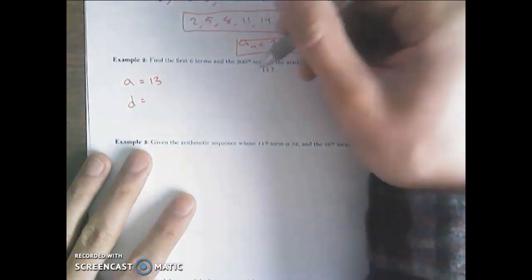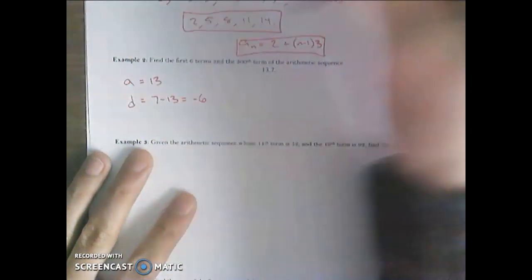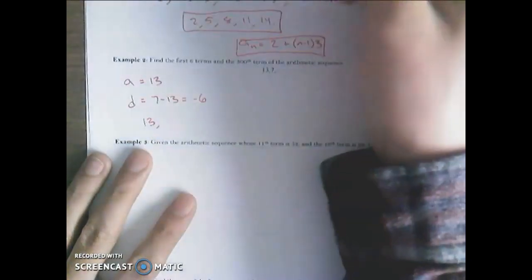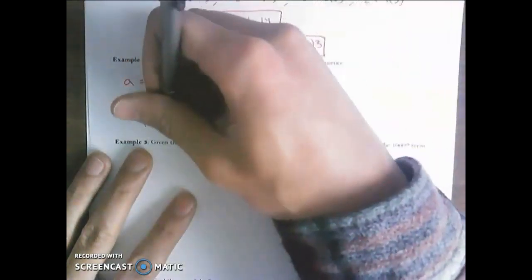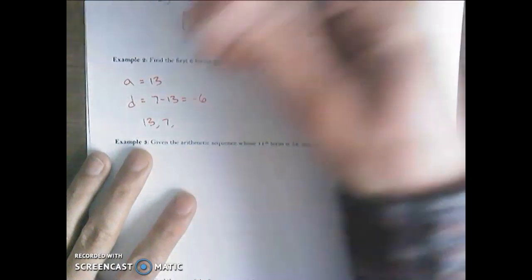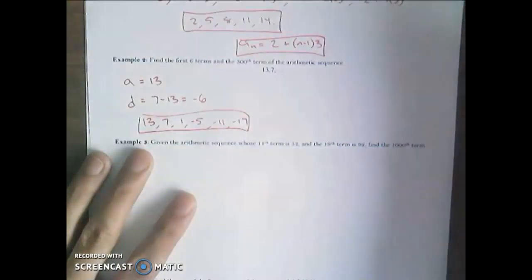So here we have 7 and 13. We're going to take the difference. 7 minus 13 gives us negative 6. I want to find the first 6 terms, so we have 13. The next term is 7. We were given that. The next one is 6 less than that, so 1. And then 6 less. Negative 5, negative 11, and negative 17. These are the first 6 terms.